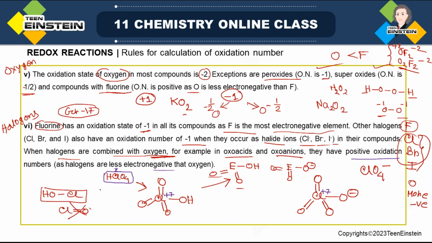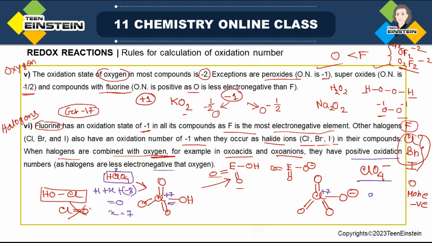For hydrogen you have to assign +1. For chlorine there is only one chlorine, it is X. And for oxygen, for each oxygen -2, so it will be -8. So +1 + X - 8, overall it is 0, so X will be equal to 7. That we have already seen.